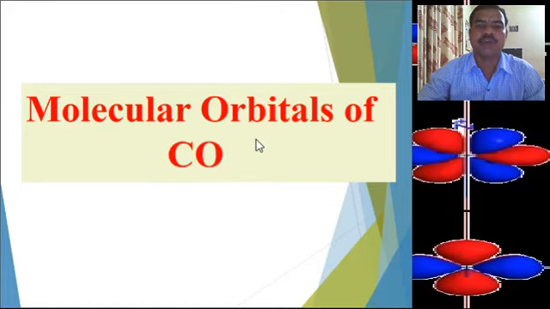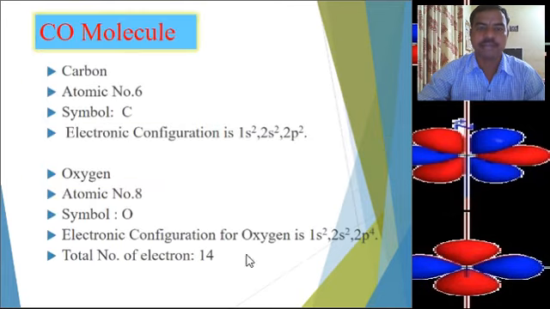Here are some examples. The first example is the molecular orbitals of CO, carbon monoxide. The molecular formula of carbon monoxide is CO, and this molecule is a heteronuclear diatomic molecule. Carbon has atomic number 6, symbol C, electronic configuration 1s2, 2s2, 2p2. Oxygen has atomic number 8, symbol O, electronic configuration 1s2, 2s2, 2p4. The total number of electrons present in the carbon monoxide molecule is 14.